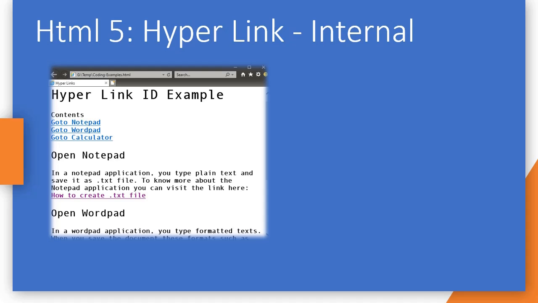Hello friends, in this video we will see how to link the internal document. Here in the example, we have a contents section, and inside that we have three hyperlinks: go to notepad, go to wordpad, go to calculator. When you click this link, it navigates the internal document, that means it scrolls the document so that you can read the specific section.